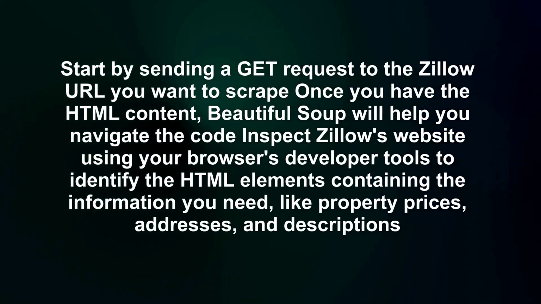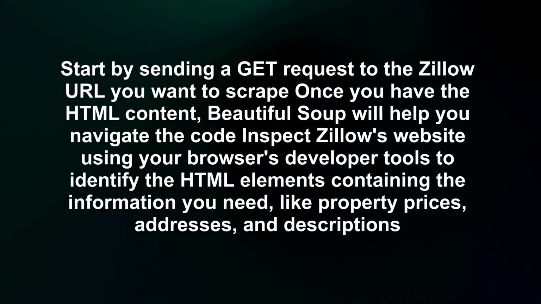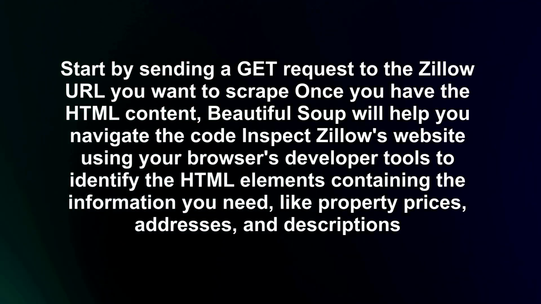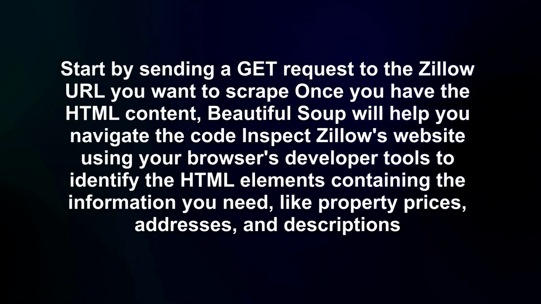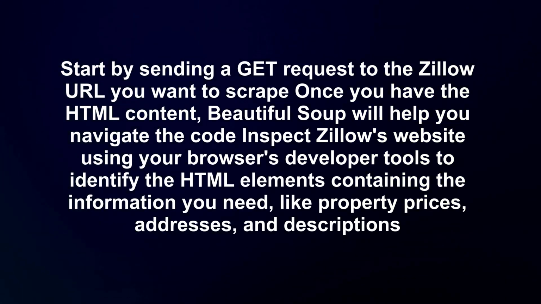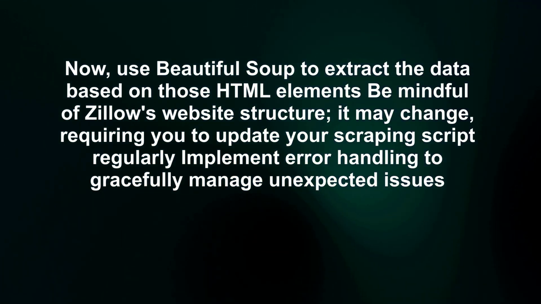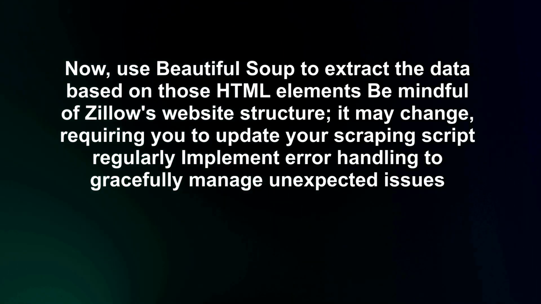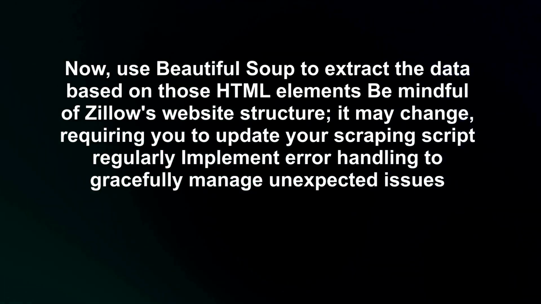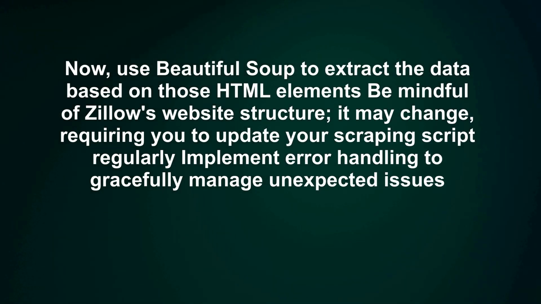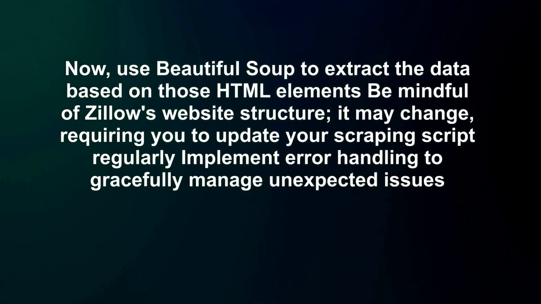Inspect Zillow's website using your browser's developer tools to identify the HTML elements containing the information you need, like property prices, addresses, and descriptions. Now, use Beautiful Soup to extract the data based on those HTML elements. Be mindful of Zillow's website structure. It may change, requiring you to update your scraping script regularly.